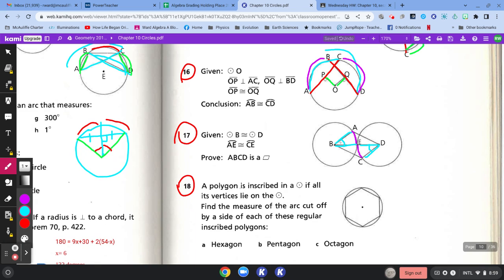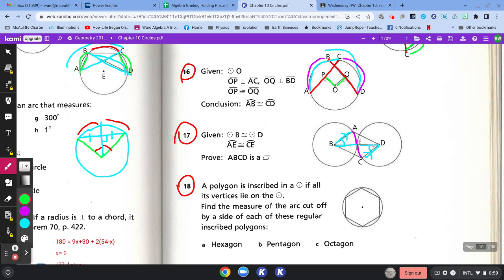Now, notice that these could be considered alternate interior angles with BD being a transversal, which would force AB and CD to be parallel. So now we have opposite sides that are congruent and parallel. That proves that it's a parallelogram. Now, there's other things that we can prove, though.